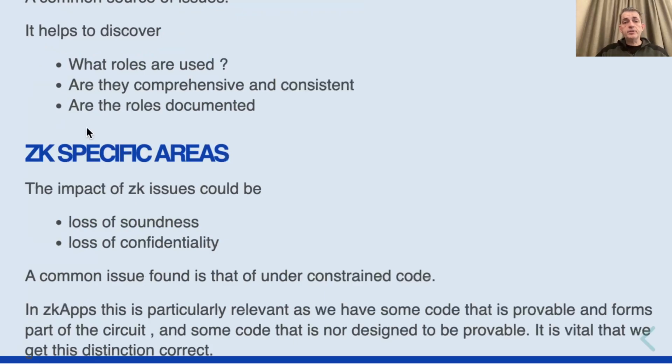In ZK apps, the issue of under-constrained code is particularly relevant because we have a potential mixture. We have some code that is provable and forms part of the circuit, and some code that is not designed to be provable. And it is vital that we get this distinction correct.